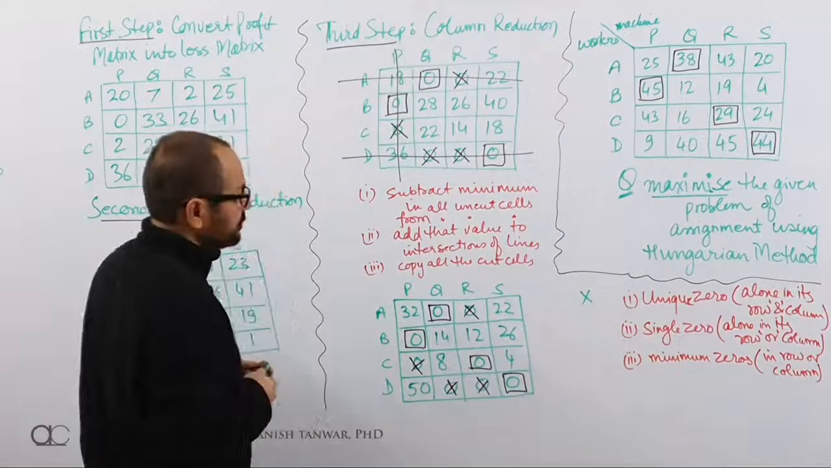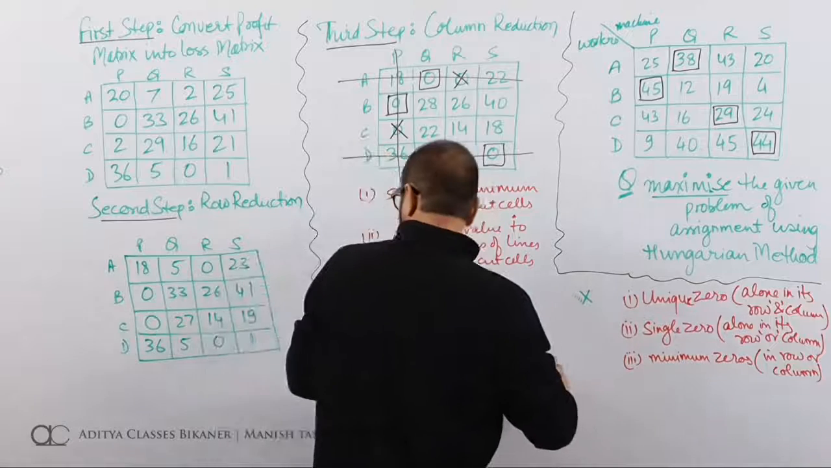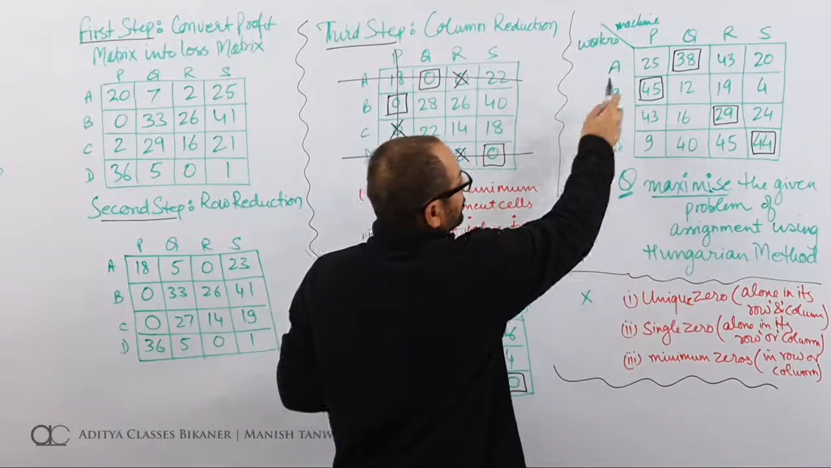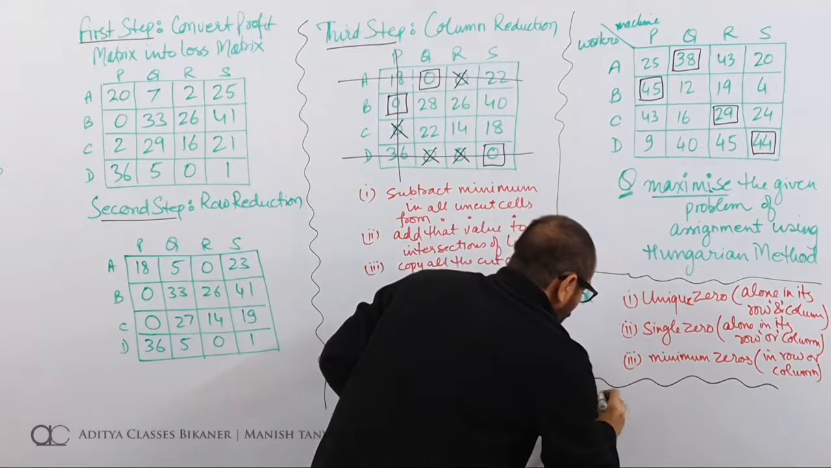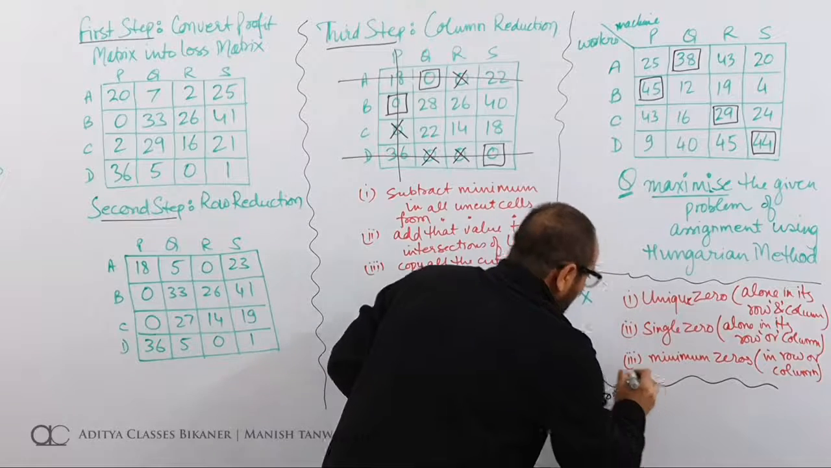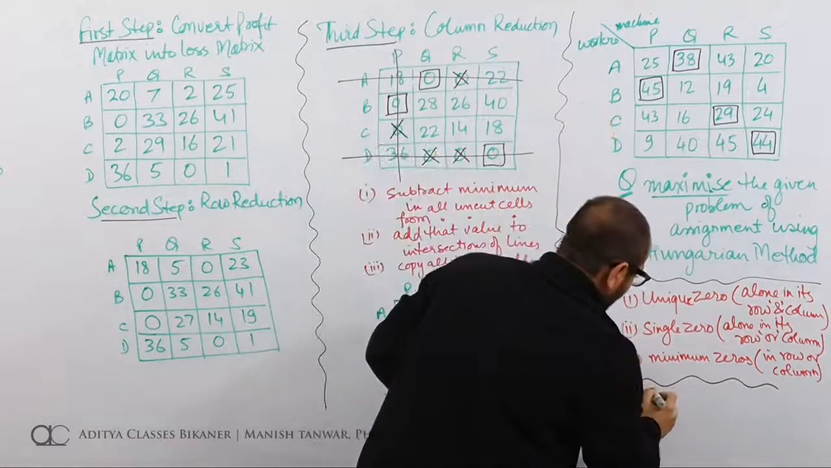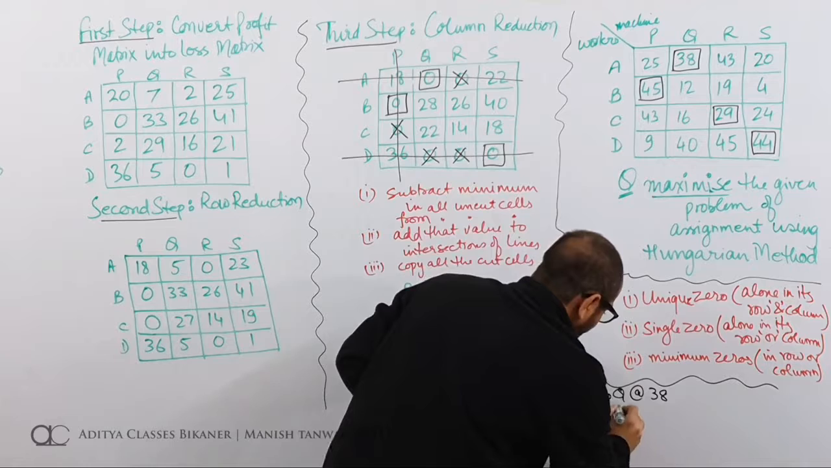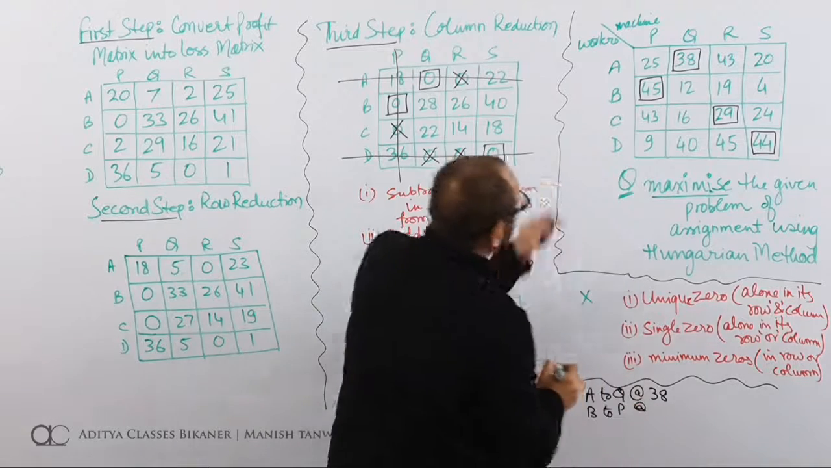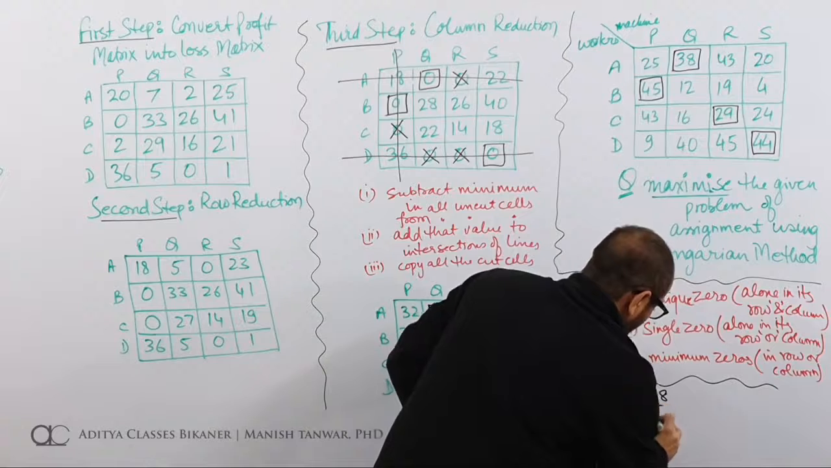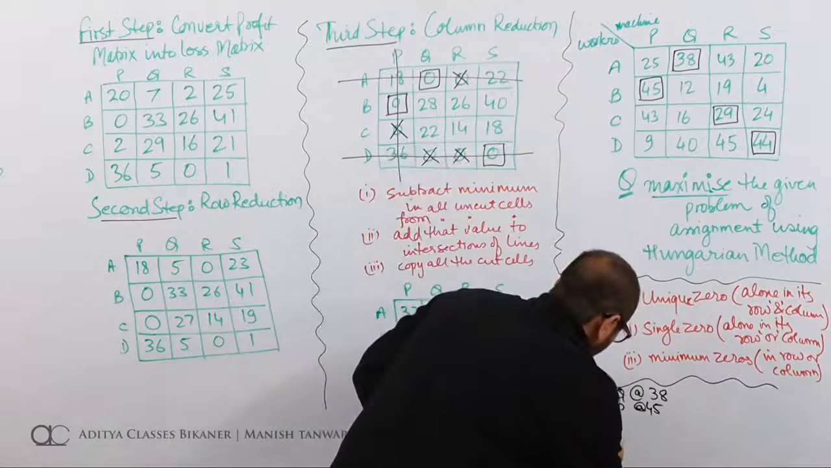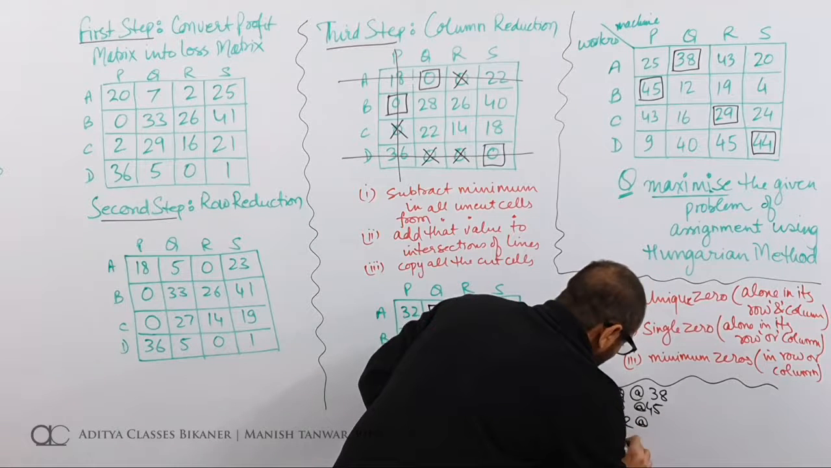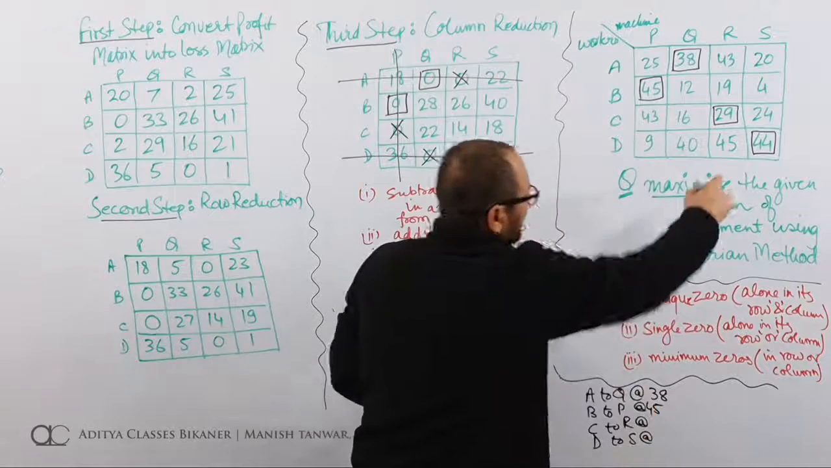So what will be my maximum solution if I try to put it over here? We do not have space. I'll try to put it over here. What will be my maximum solution? A to Q at 38. Then there is B to P at 45. Then there is C to R and D to S at 29 and 44.